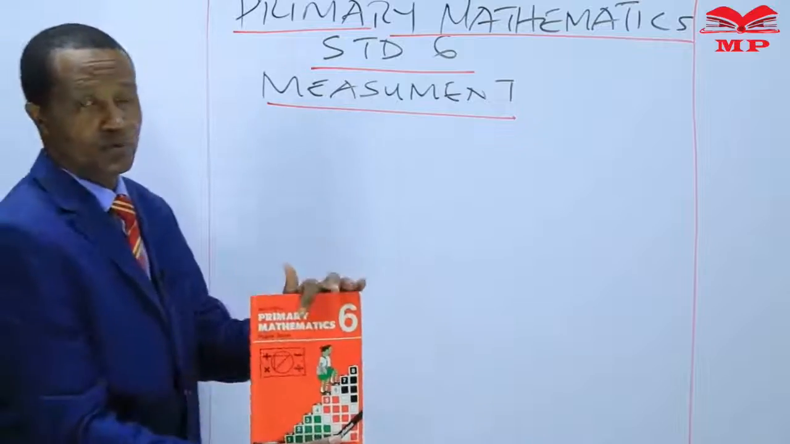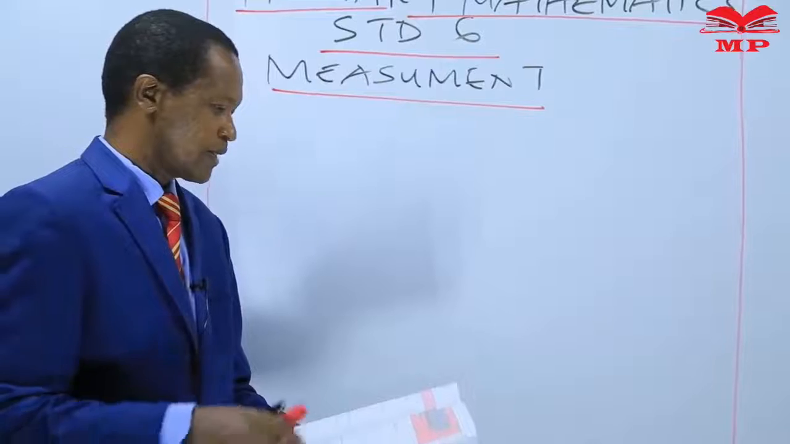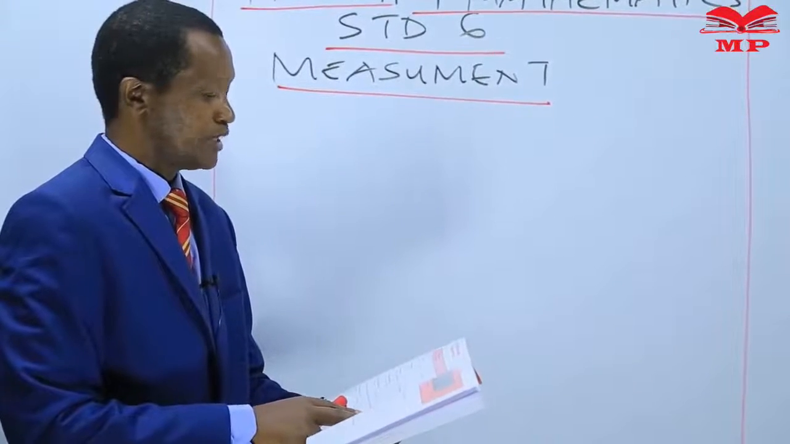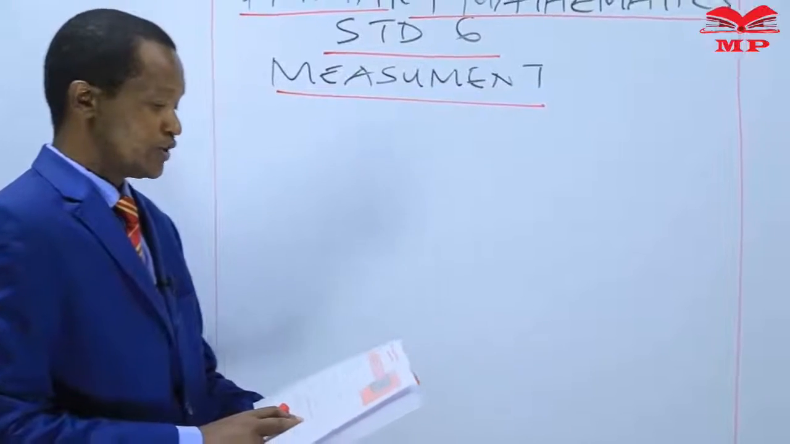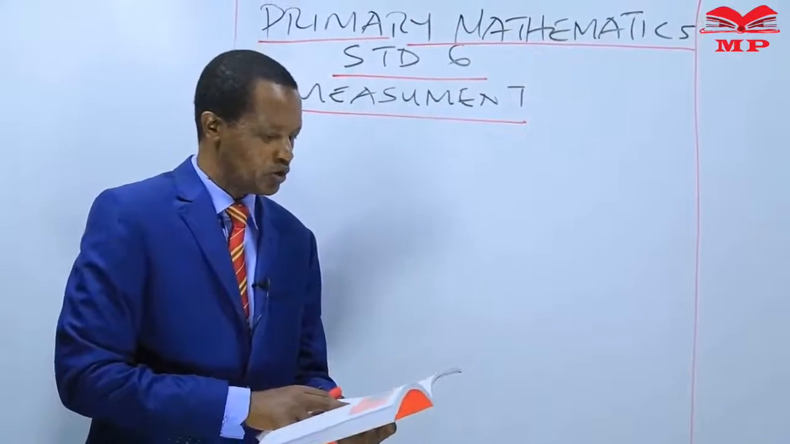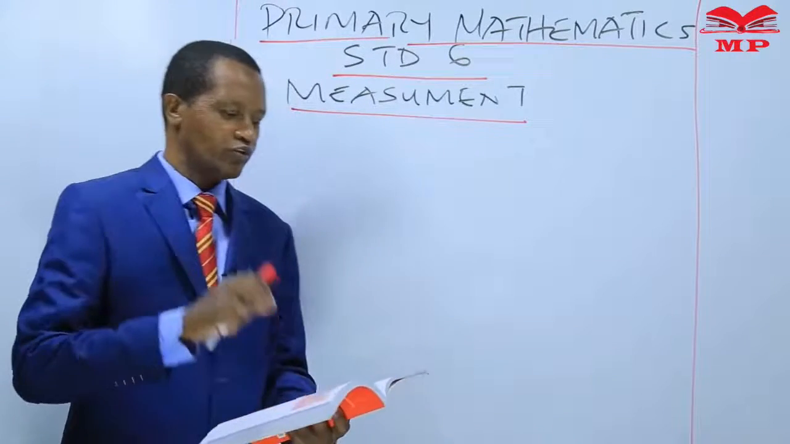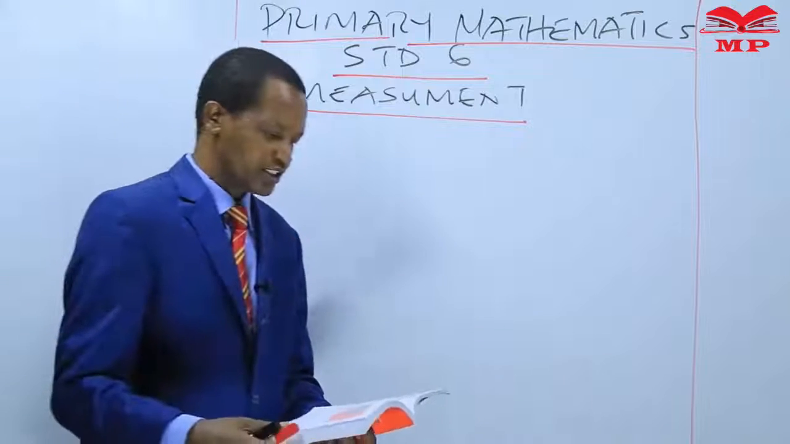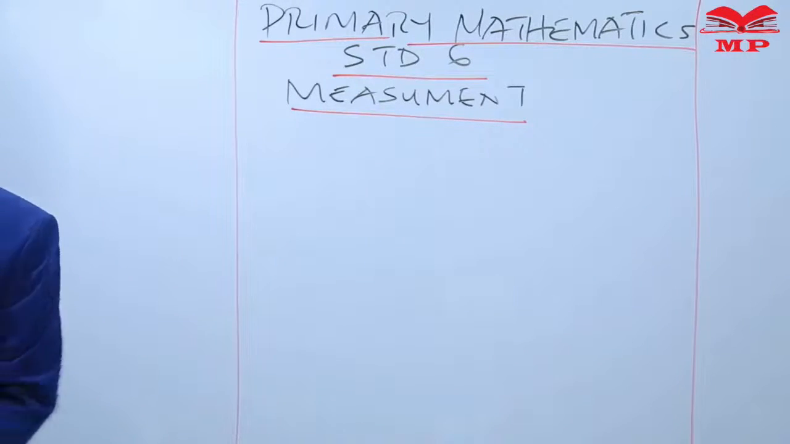Ensure that you have this book when you come to these classes. This is the pupils book. We are going to work out some problems from exercise number 73, and this is revision of the previous work done in standard 5 and standard 4. Exercise number 73, question 1 says, convert into meters. A, 200 centimeters.